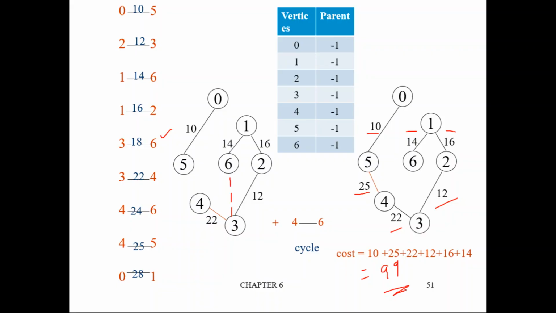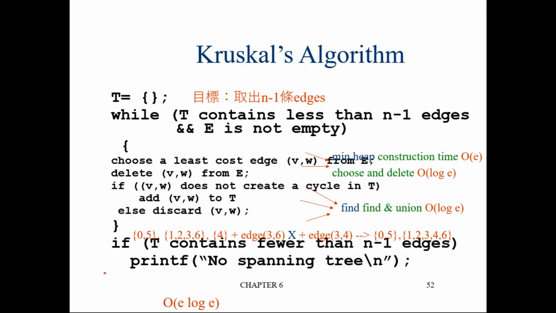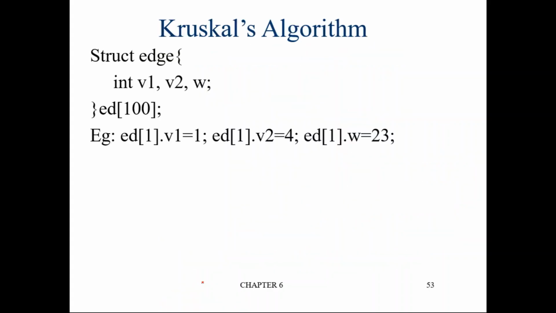Now, I think the logic is clear, right? The Kruskal's algorithm logic is very simple. First, identify all the edges, sort the edges in ascending order, and add edges one by one to the spanning tree as long as there is no cycle. Continue this process until n minus 1 edges are added. So this algorithm says whatever we have discussed so far. The time complexity of Kruskal's algorithm is order of E log E, where E is the number of edges.